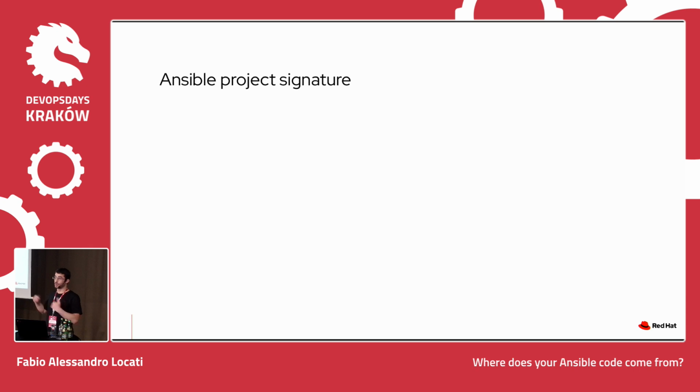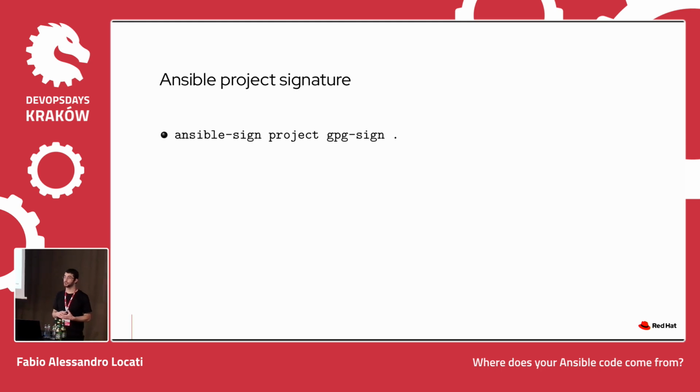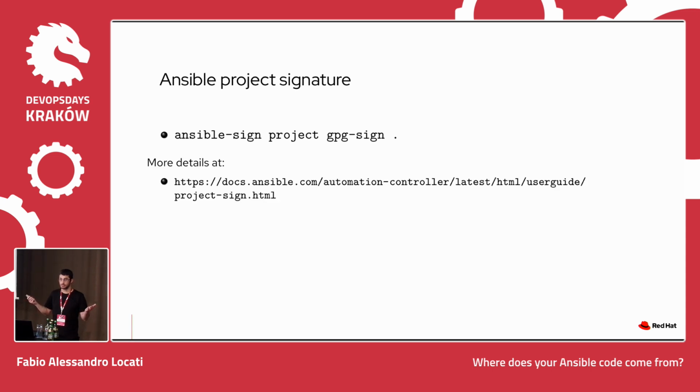So what about the next step? What we can do is sign the projects. You can sign them with GPG keys. There are also other ways, but GPG keys are probably the easiest one. And you simply run ansible-sign project gpg-sign, and then the folder, which could be dot if it's the local folder. And in this way, you create a GPG signature of that project, of that folder, and then you can distribute it and validate it.